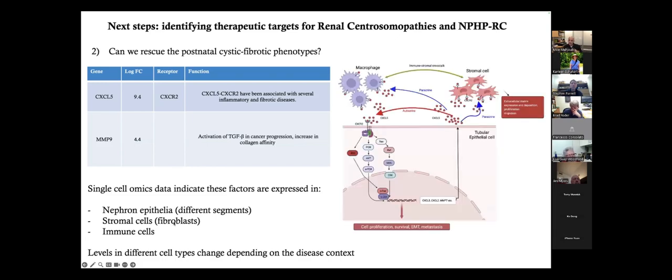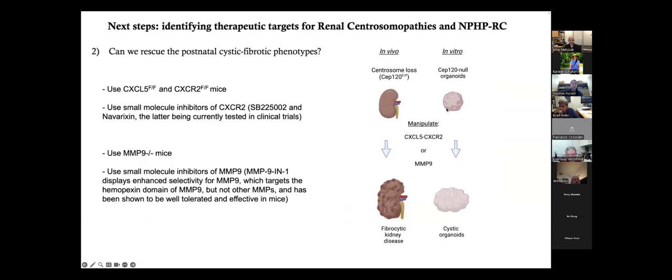And we've come up with this model, which is testable, and we're working on testing it, which is that in the absence of centrosomes, different epithelial cell types will secrete these factors like CXCL5, which can function on stromal populations, immune cells, and in an autocrine way to drive cystogenesis of the tubular cells or fibrosis of the stromal cells, and of course the immune cells that exacerbate both of those phenotypes. And so we're testing these pathways, again, using floxed mice and small molecule inhibitors of either CXCL5, CXCR2, and MMP9, and doing it in vivo in mice and in organoids.